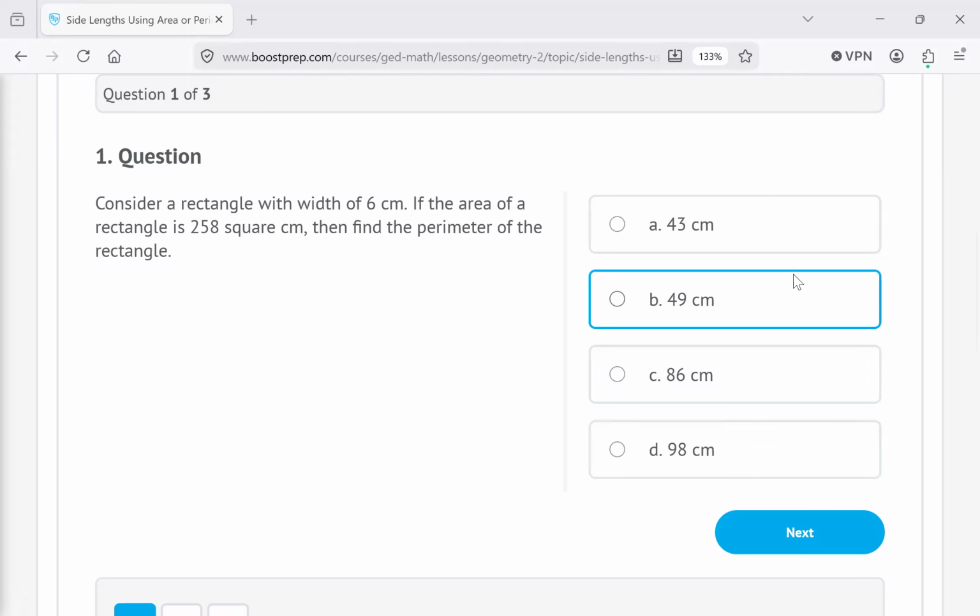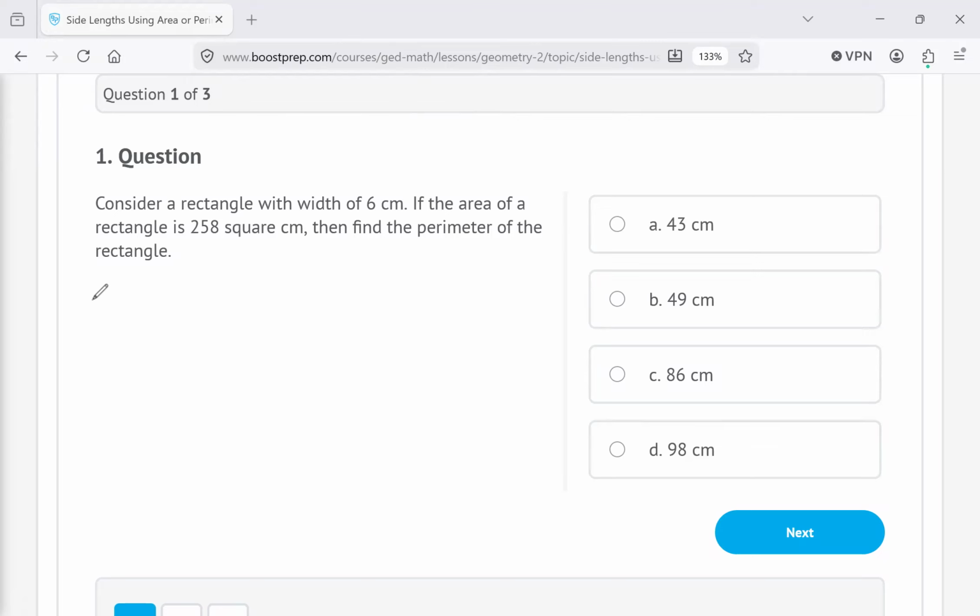Hello, in this math video, I will do a GED math video regarding side lengths using area or perimeter. Like I said in the other video, on the real exam, you are given a list of all the formulas you need, but I'm going to write down the formulas because we'll need to use these formulas to do these specific three questions.